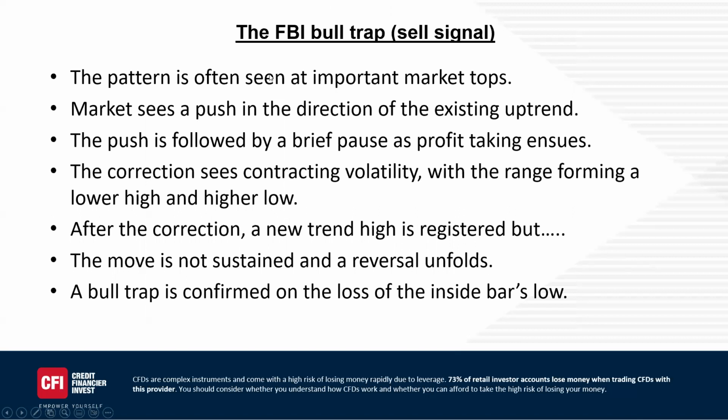Now we'll move on to the sell and the buy setup, just to show you how this works. So what I've got is the FBI bull trap or sell signal. A situation where the buyers, the bulls, become trapped and it becomes a sell signal. The pattern is often seen at important market tops. It starts with the market seeing a push in the direction of the existing uptrend. That push is followed by a brief pause as the buyers take profits, and this correction sees contracting volatility with the range forming an inside range, where a lower high and a higher low form. After the correction, the buyers step back in, they take the market through the inside bar's high, but on this occasion, the move isn't sustained and a reversal takes hold. A bull trap is confirmed on the loss of the inside bar's low.